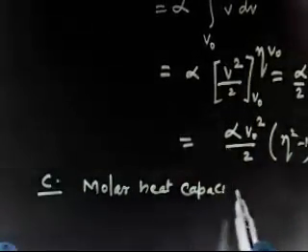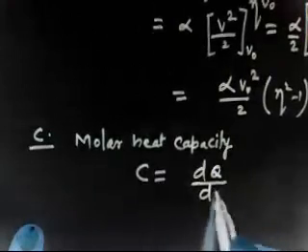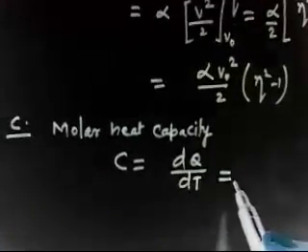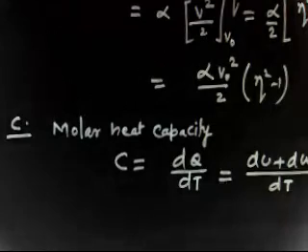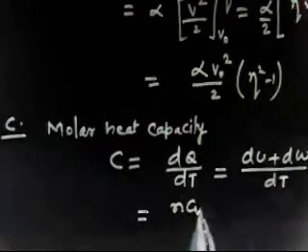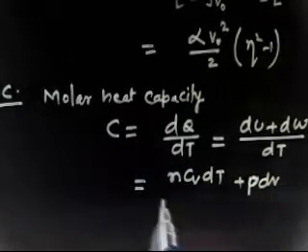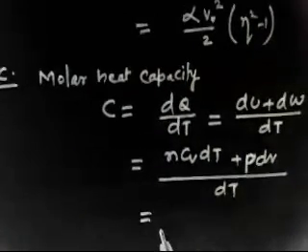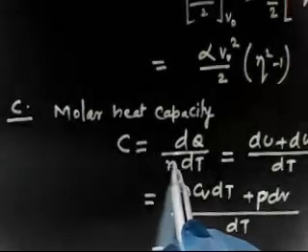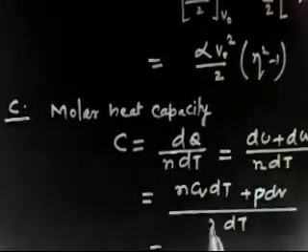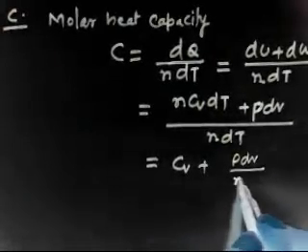Molar heat capacity for this process, that is C, and we have defined C as dQ by dT. dQ can be written using the first law of thermodynamics: dQ is equal to dU plus dW, divided by dT, where dU is nCv dT and dW can be written as P dV. Basically this is for 1 mole. This C is defined per n dT, so I have to divide by n also. So I will have Cv plus work done, P dV divided by n dT.